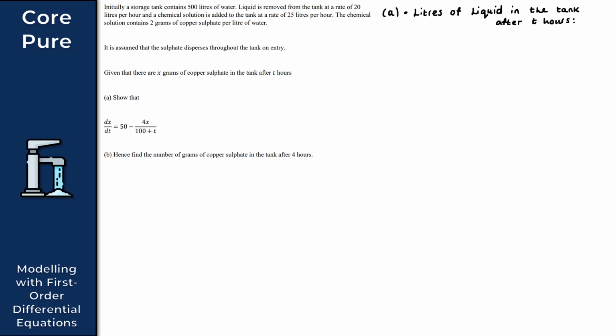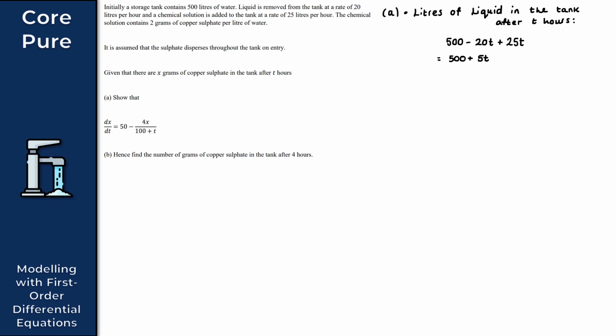So what are we given for this question? We're told that initially the tank contains 500 litres of water. So we have 500. We're told that liquid is removed from the tank at a rate of 20 litres per hour. So I've got 500 minus 20t, because it's per hour. So after t hours, 500 minus 20t. We're also told that a chemical solution is added to the tank at a rate of 25 litres per hour. So we also have plus 25t. If we simplify this, we get 500 plus 5t.